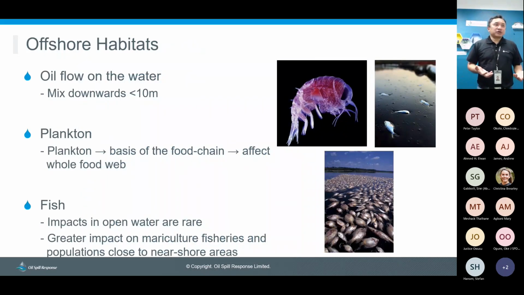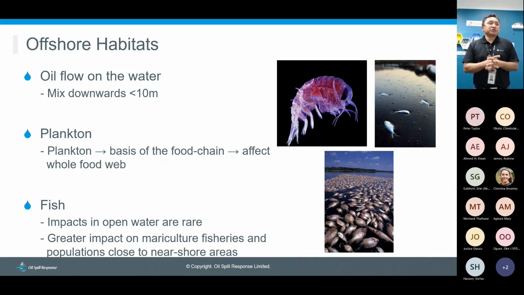So in terms of offshore habitats, normally when you have an oil spill, it could naturally disperse. It could mix downwards up to about 10 meters, and this naturally dispersed oil could disrupt the food chain because it will have an effect on the plankton. So it will have, I would say, an acute effect with regards to the food web because the plankton will be affected.